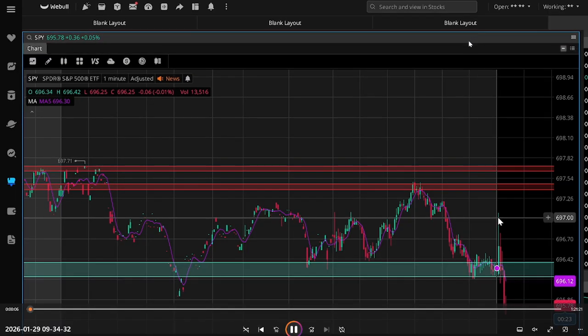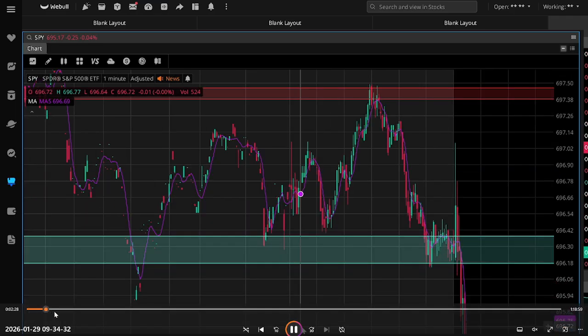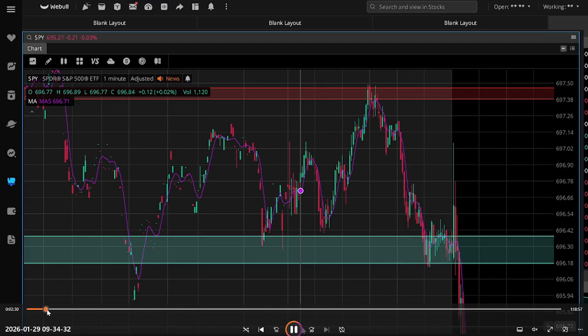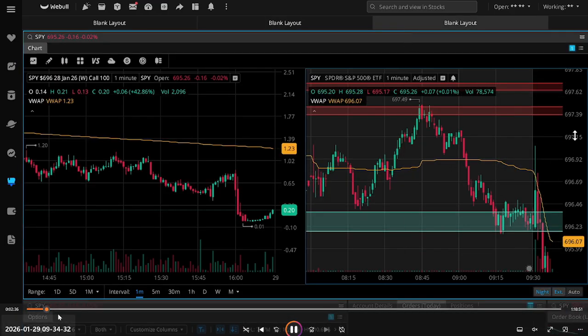So this is the SPY chart. If I'm not mistaken, this is the 1 day, 1 minute. It's zoomed in a lot, but I think I end up fixing the screen in a bit.